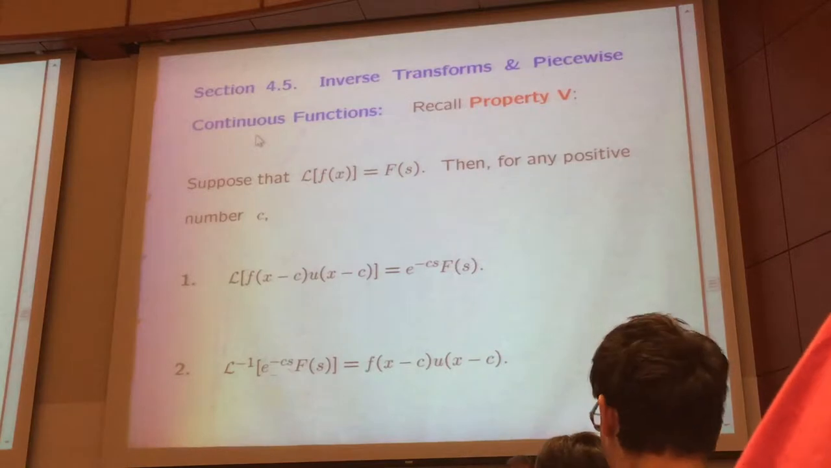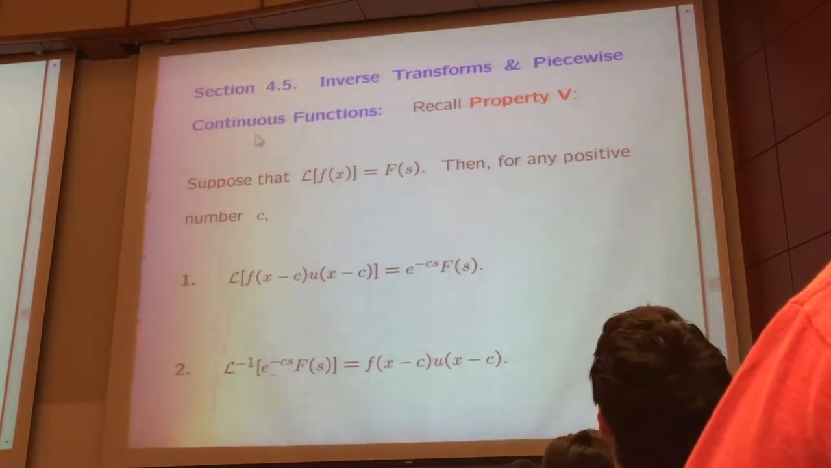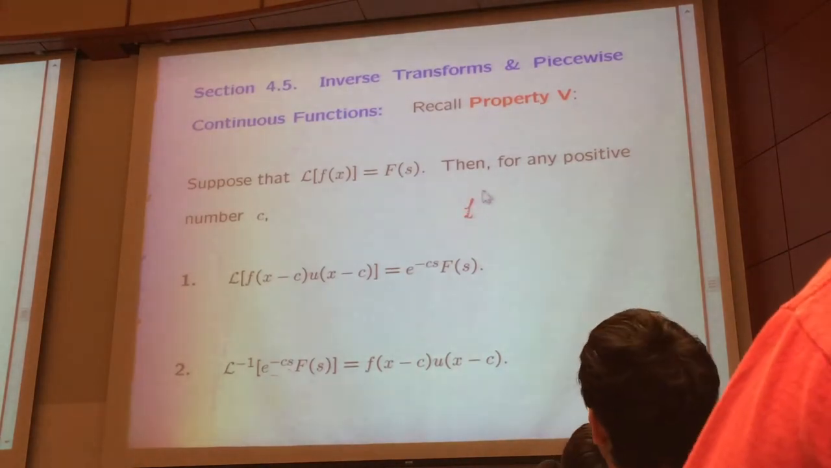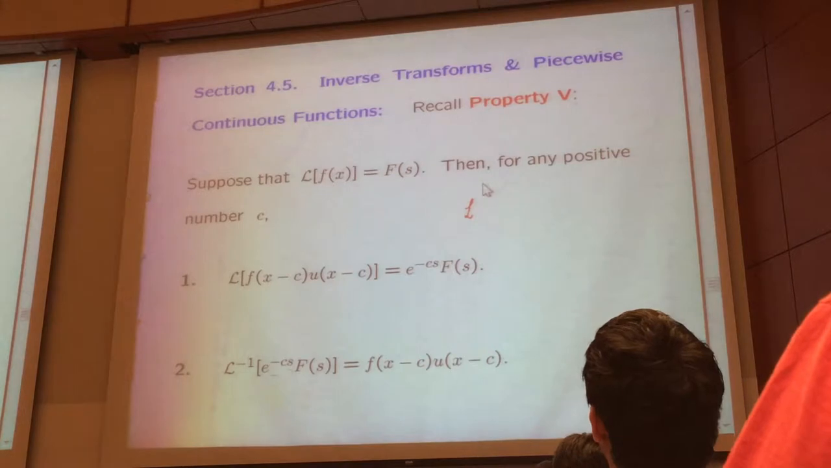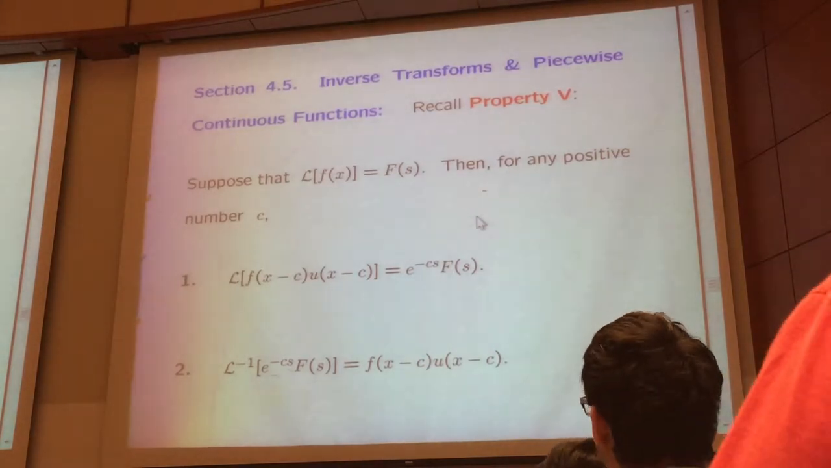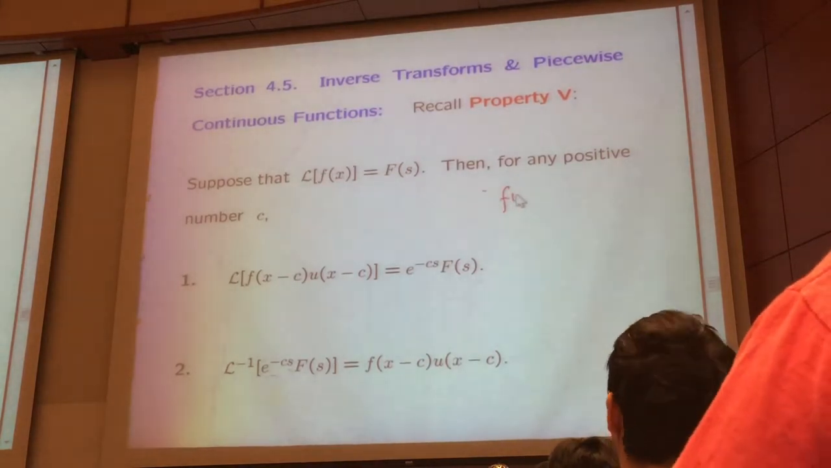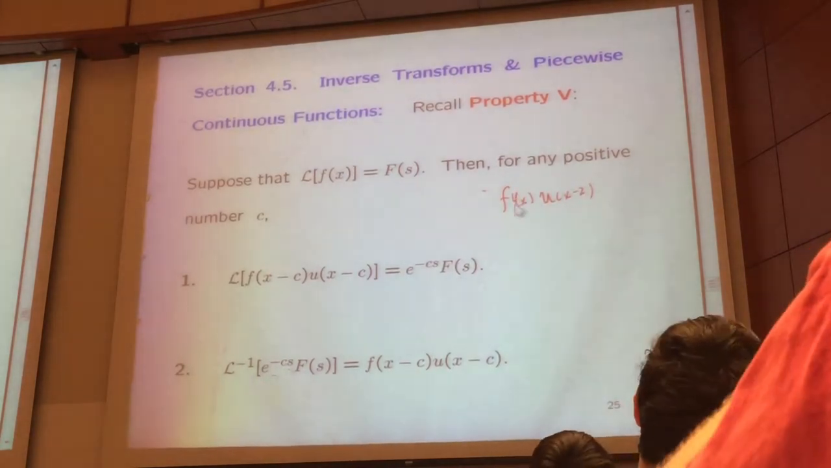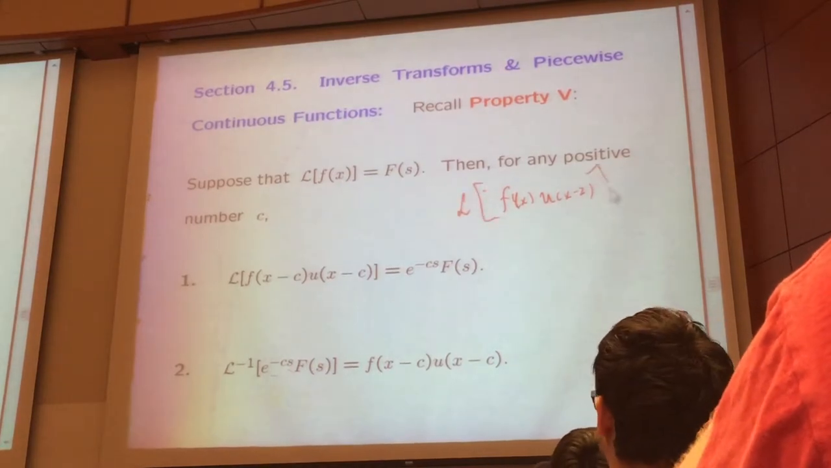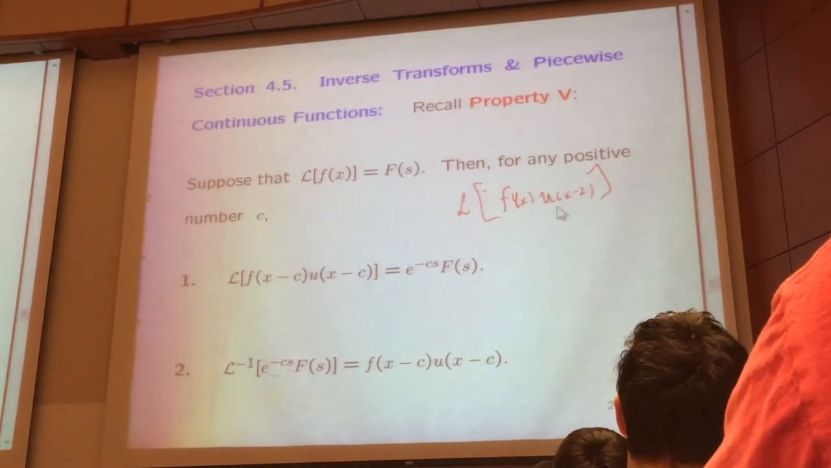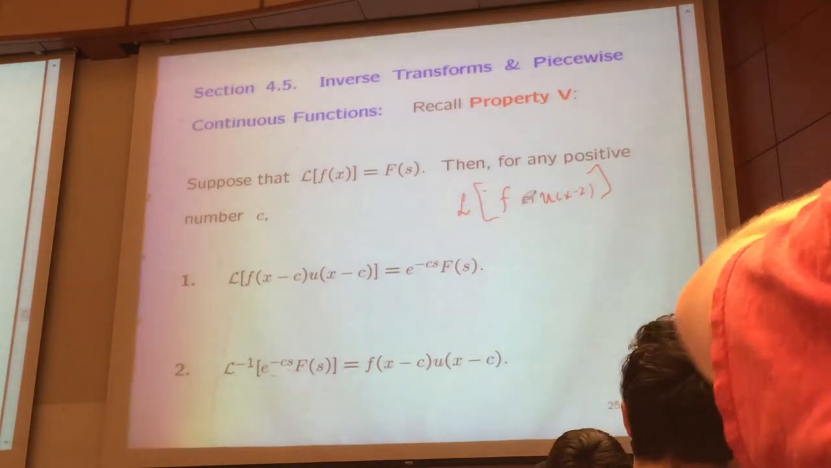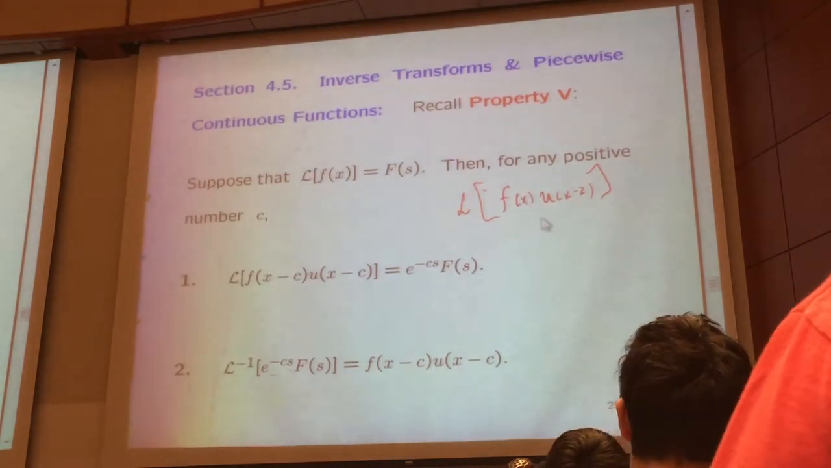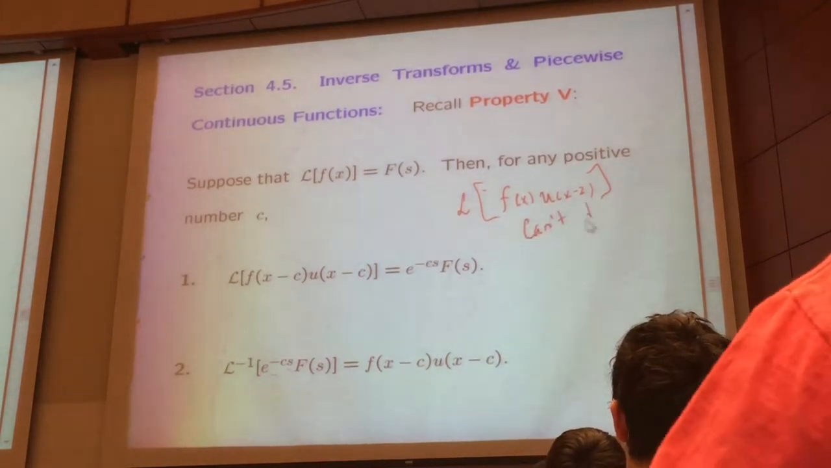You can't take the Laplace transform of f of x, right? Let me write it here. Laplace transform. You've got f of x times u of x minus 2, and you want to take the Laplace transform. And everybody should say, let me write it so it's clear here. Can't do it.